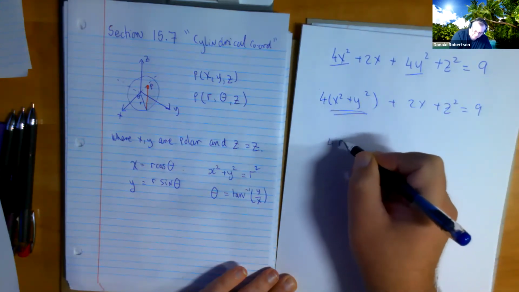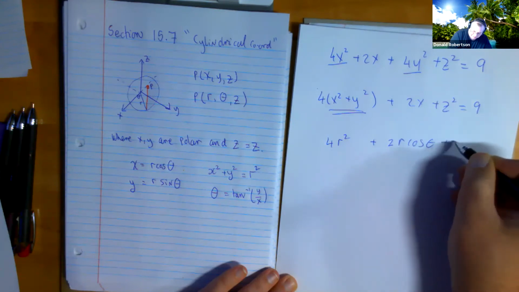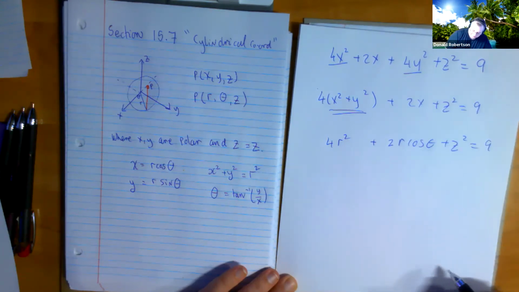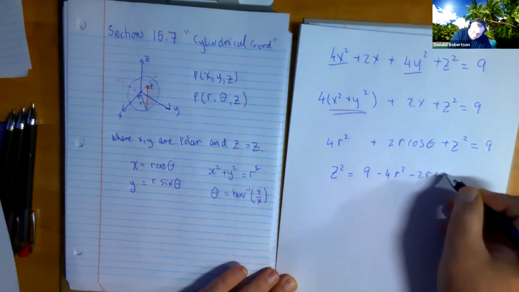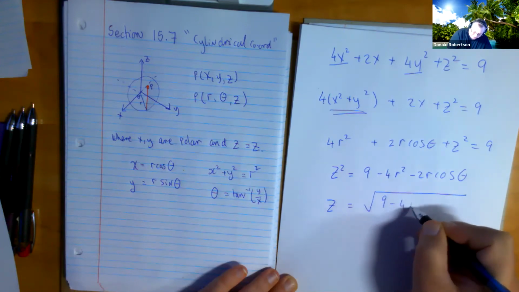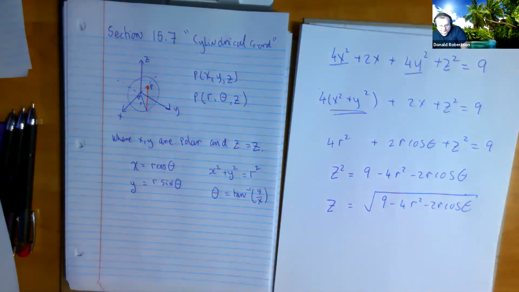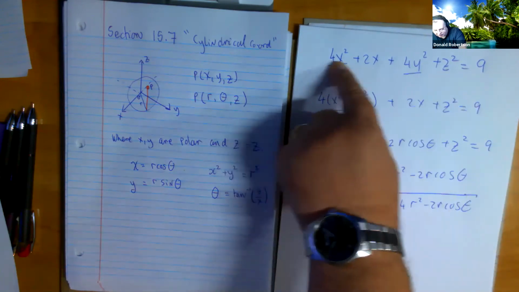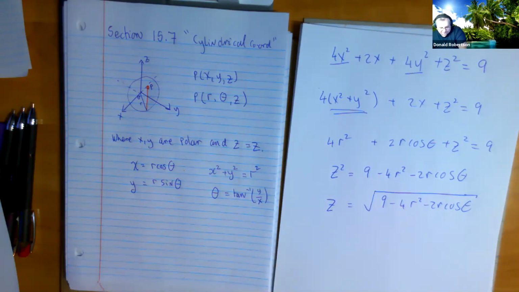And doesn't that guy become 4r squared? And what does this guy become? 2r cos theta, and that guy stayed the same. And then you subtract that from both sides. You subtract that from both sides. And then you take a square root. And we'll assume in this question that z was positive, which means it's above the xy plane. So this shape, and it's a surface really, in 3D space becomes this fella in polar. In polar, in cylindrical. Although technically it's polar as well at the same time, isn't it?